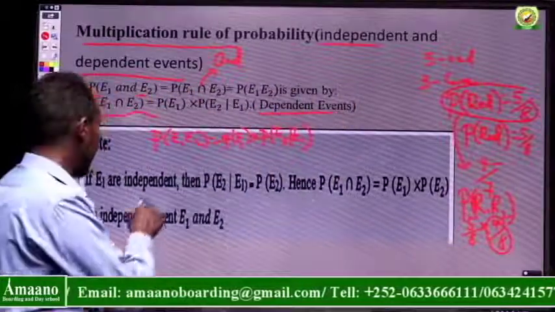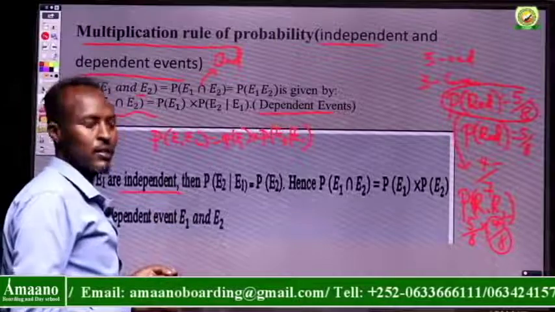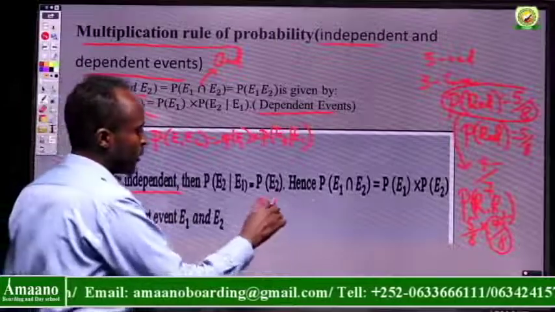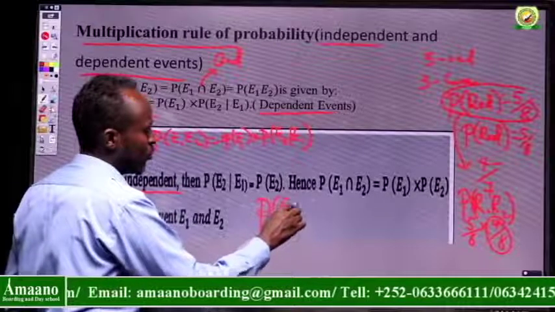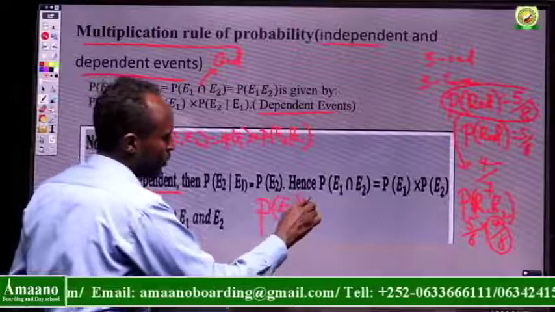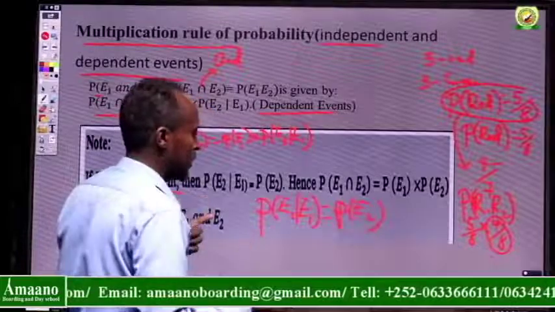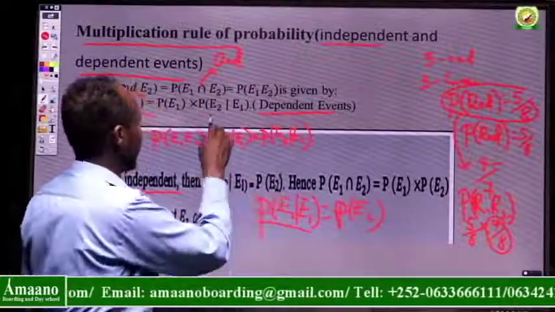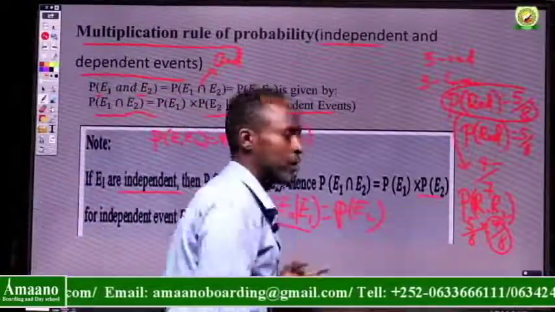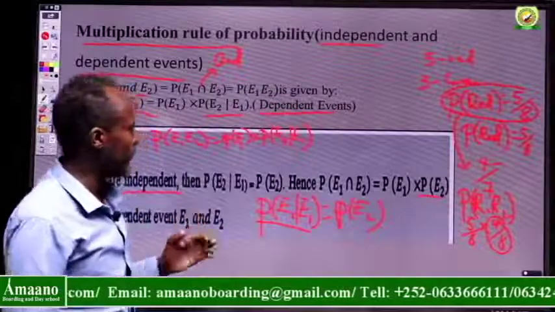If it is independent events, probability of getting E2, given that E1 has already occurred, is the same as probability of getting E2. Instead of using this one, from here, we will use probability of getting E2.